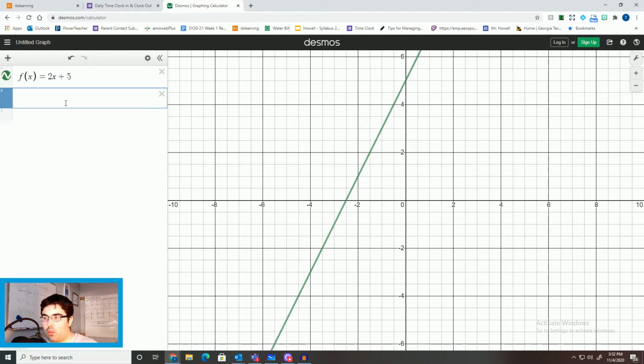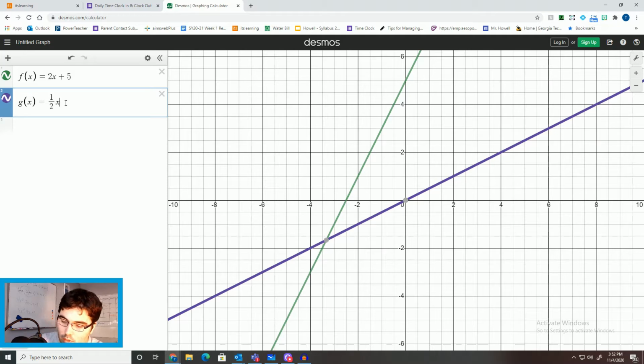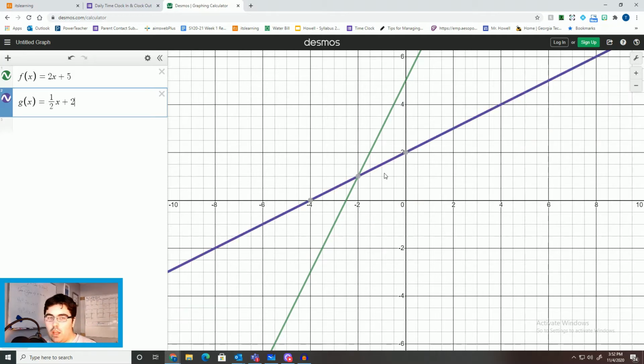If I were to graph another function now on this same graph, let's say I pick g of x equals, and maybe I change this up a little bit and make it 1/2 x plus 2. Well, now you see in purple, you have g of x, which is the function g. And you have the green line, which is the function f. So I have two different functions that are graphed on the same graph.